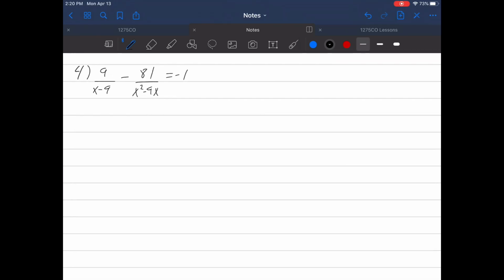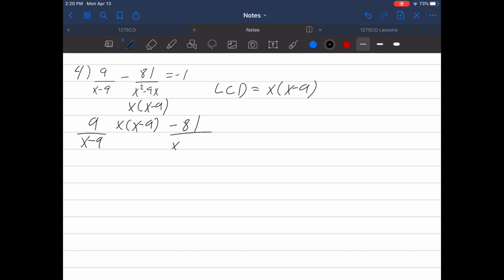So let's try this one. It's a little bit trickier. The reason why it's a little bit trickier is that our denominator can be factored so that we can identify the LCD as x times x minus 9. All right, so that's two separate factors, one x and one x minus 9. So 9 over x minus 9 is going to get multiplied here. 81 over x times x minus 9 is going to get multiplied here.